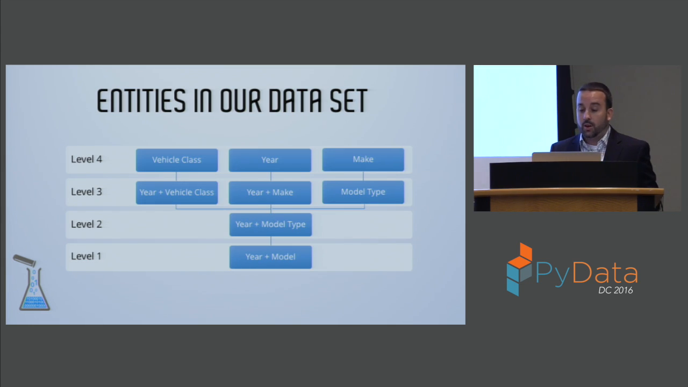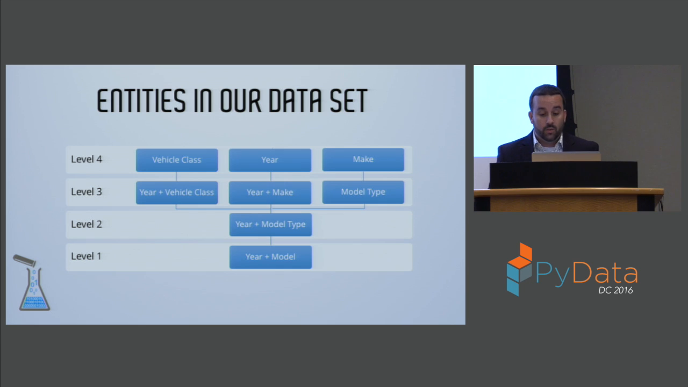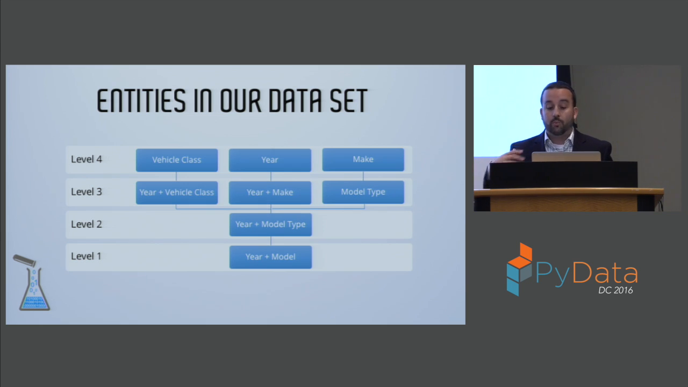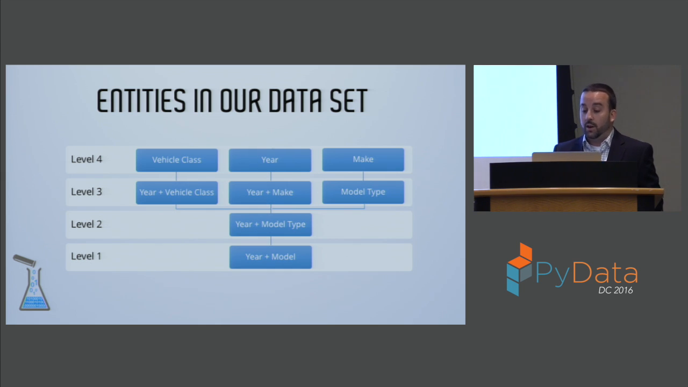So here, we're starting off at level 1, which is the most granular that we have, and that's the year and the specific model of vehicle. And now from there, we can aggregate that up and look at the year and the model type, which is a little less granular. And from there, we have a few different directions that we can head in. We've got the year and the vehicle class, the year and the make, or we can just strip the year away and keep the model type. And then finally, at level 4, we can aggregate even further to just the vehicle classes, the years, or the makes.